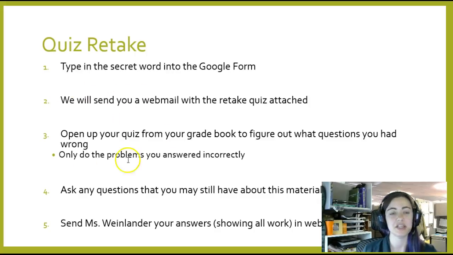Now the next step is down below in the Google form. Make sure you type that secret word that I said earlier. Then we'll send you a webmail with the quiz retake attached. You only have to answer the questions that you answered incorrectly the first time. If you already got it right on your quiz, there's no need to prove that you could still get it right the second time around.